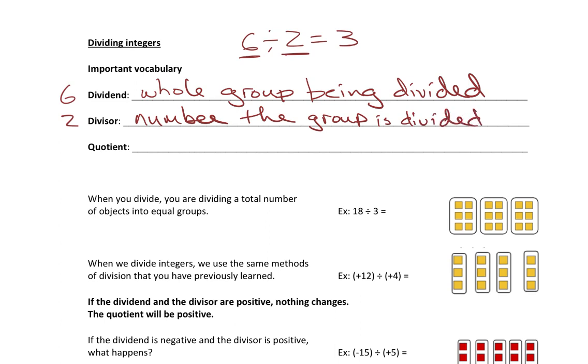And then the last one, okay, is the quotient, so the 3. Now, really easily, that's the answer. But more technically, the answer is either the number of groups or the number of objects per group, okay? So the quotient is either the number of groups or the number of objects per group. But it really, realistically, is the answer. And that's the term we're going to use when we're talking about the quotients for division.